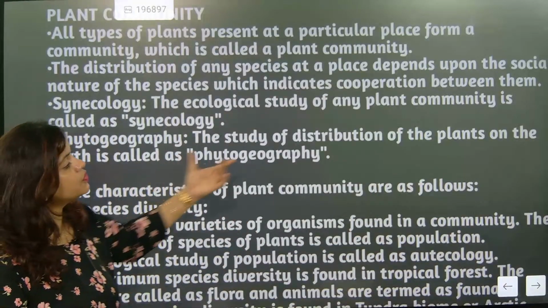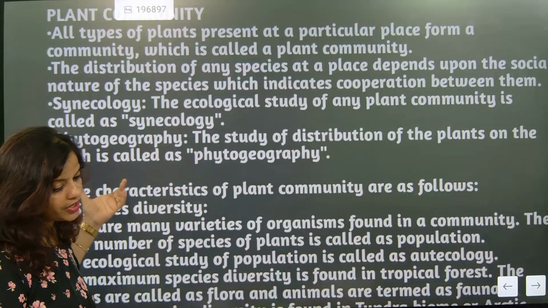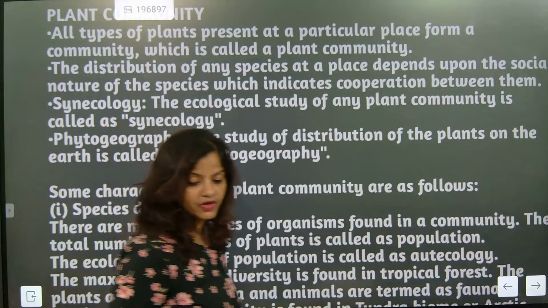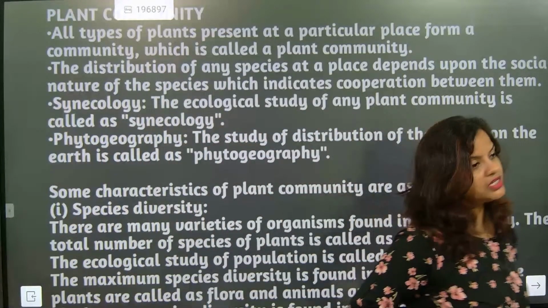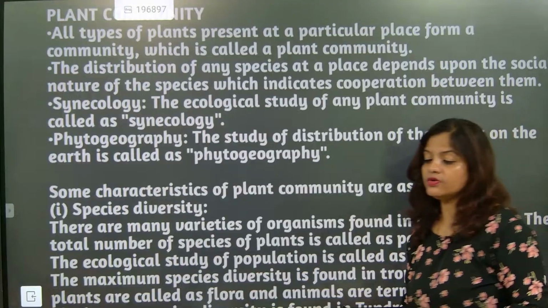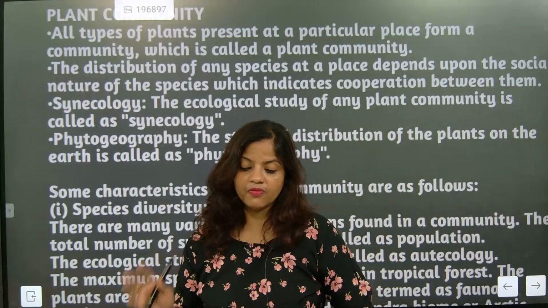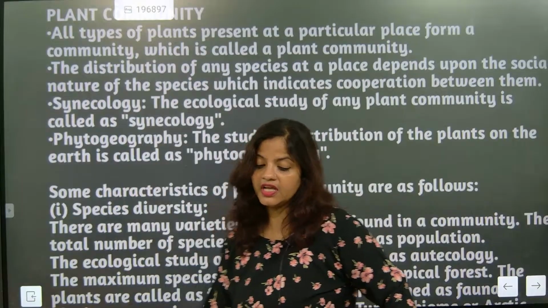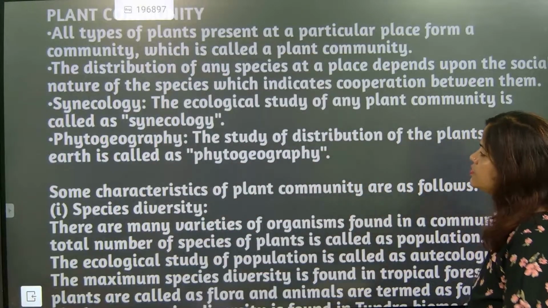Now, the distribution of plants in a specific location on earth is called phytogeography. Why? Because it depends upon the number. Phytogeography means the distribution of plants of any particular species, or different types of species, in different areas.